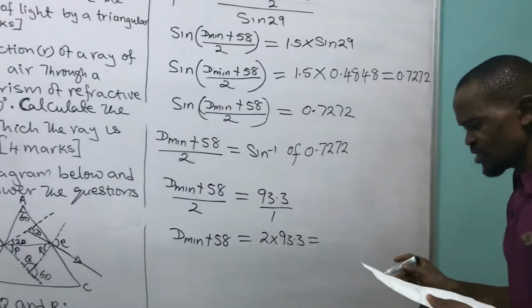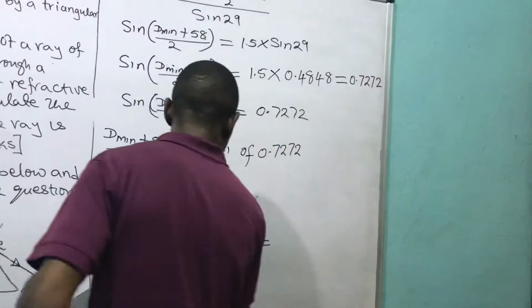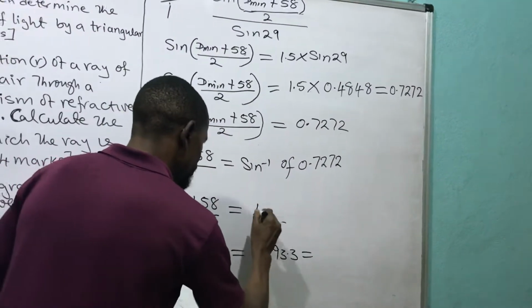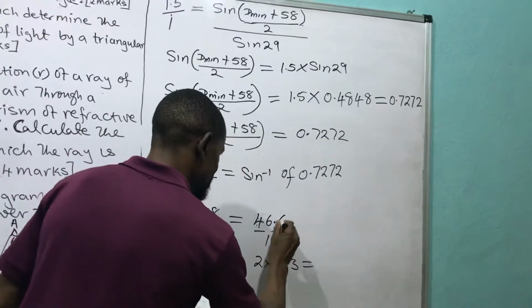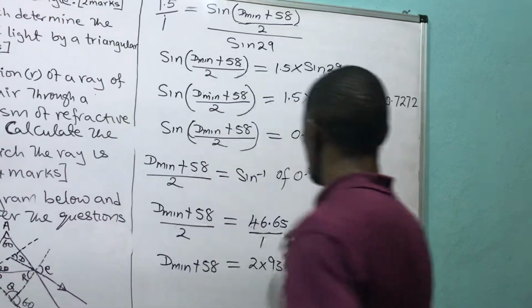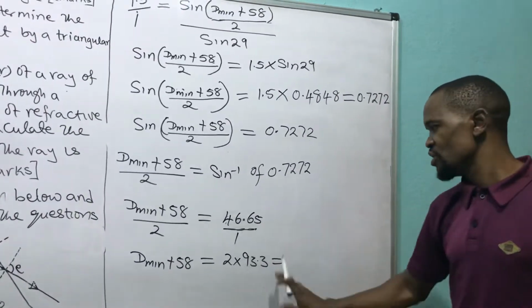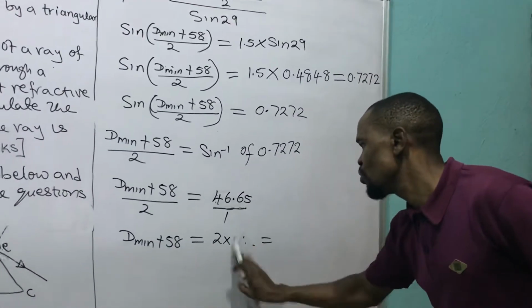And when we work out this angle, the angle of this will give me 46.65. That's what the angle will give me. To find sine inverse of this, use your calculator to find that. It will give you this. So this will turn to be what?